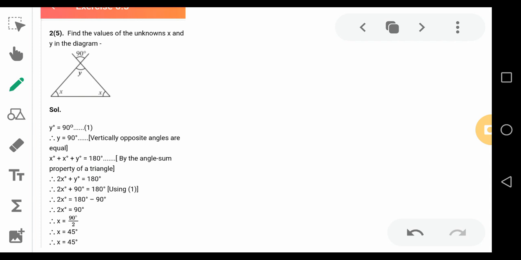So here x and y. No other values are given. It is given x only. All the interior angles are marked as unknown, x and y. Only one outside angle, that one 90 degree angle, is given. So first of all, what you have to do is these two lines are intersecting. So 90 and y will be vertically opposite angles. You will directly get y is equal to 90 degree. You have to write the reason as vertically opposite angles.